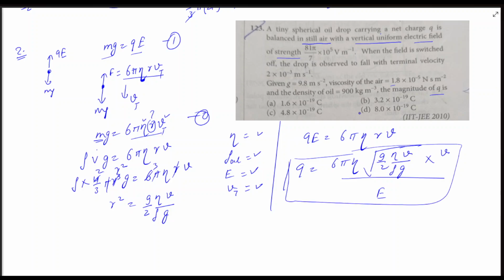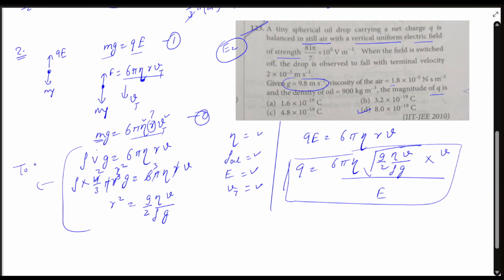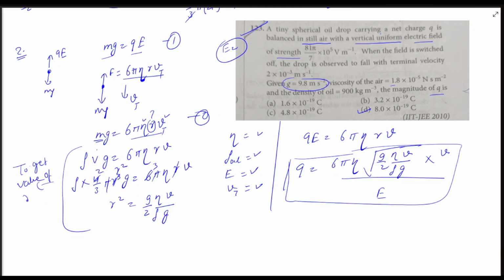So answer will come out to be 8. Remember to put g as 9.8. If you put 10, you will get an approximate answer. So g you must put 9.8. Right? So it's an easy question, a very basic question. So why have we done this step? To get the value of R. So this was the crucial step here.